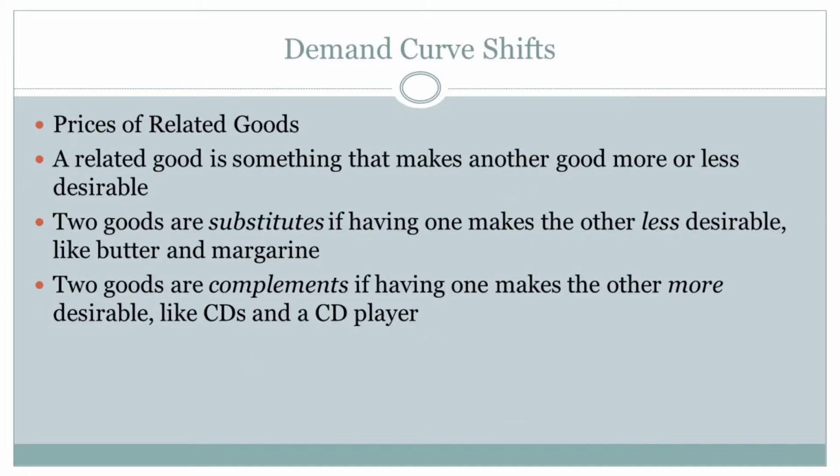Another way it can happen is complements. These are goods that tend to go together. And in proof that I have not changed my slides for a while, the example that I have here is CDs and a CD player. If you have a lot of CDs, then it makes more sense that you're going to want a CD player to go along with them. Similarly, if you don't have any CDs, then you don't really need a CD player. Right? You're not going to be willing to buy one no matter what the price is.